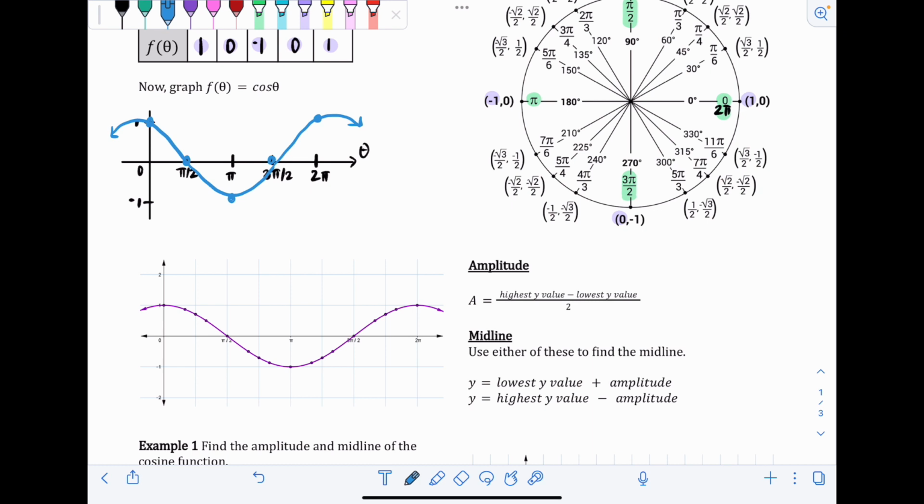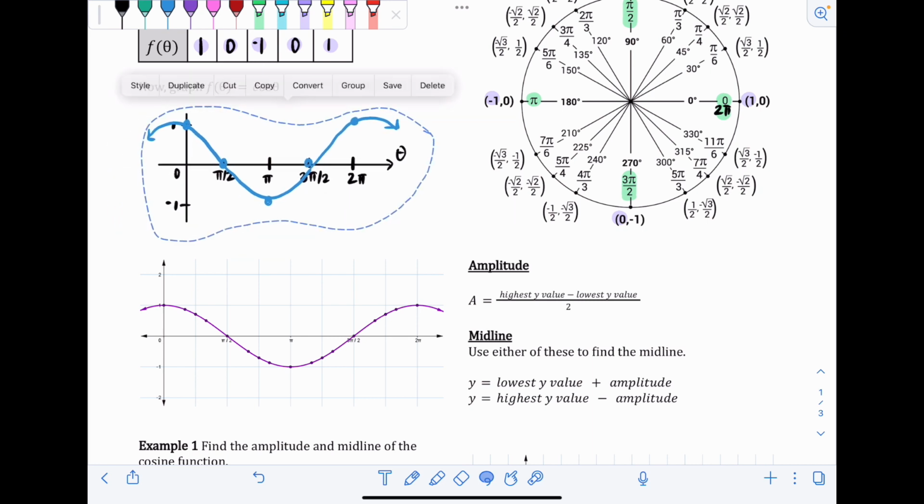And then this graph will continue to the right forever. It'll just oscillate in the same pattern. And then the same thing with the left. It'll oscillate to the left as well. Okay, so there's a few key points I want to point out on this graph.